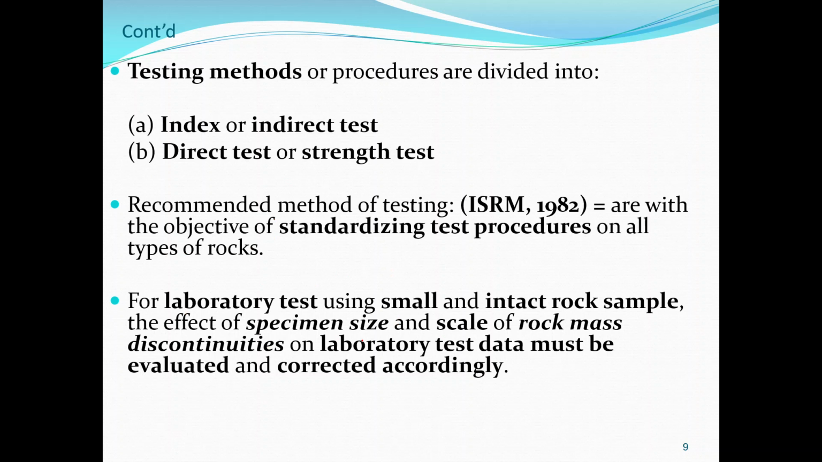Rock testing can also be divided into two: indirect or index tests, and direct or strength tests. All these tests are published by the ISRM, the International Society for Rock Mechanics, in 1982, and that society produced the standard methods for rock testing.